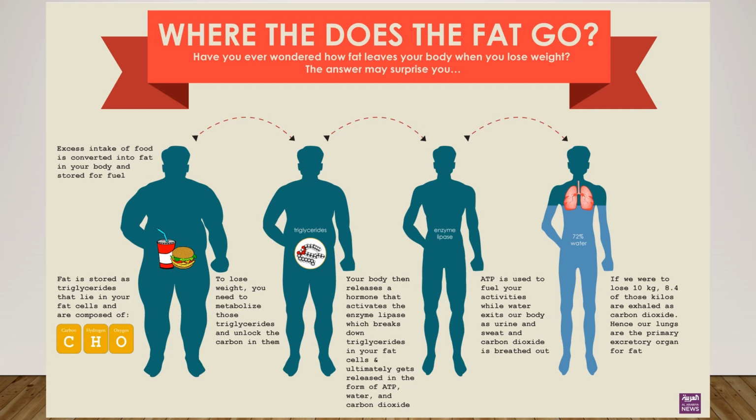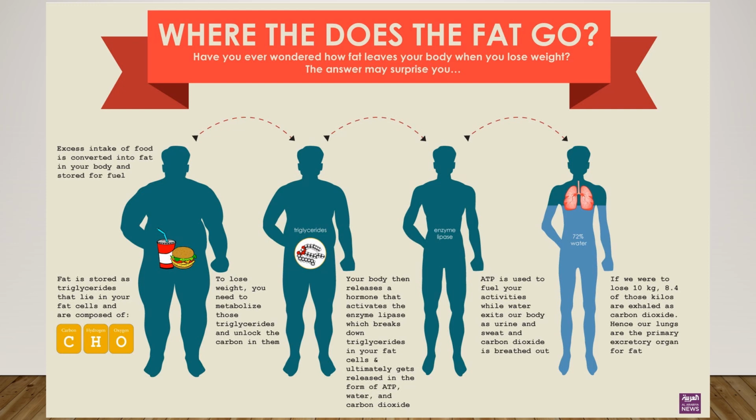So don't get into it completely. Just understand what exactly is happening in the body. The fat is stored in carbon, hydrogen and oxygen form in your body. Now if you want to lose weight, you need to metabolize those triglycerides and unlock the carbon from that fat. Your body then releases, when you start working out and eating right, a hormone that activates the enzyme lipase, which breaks down triglycerides in fat cells.